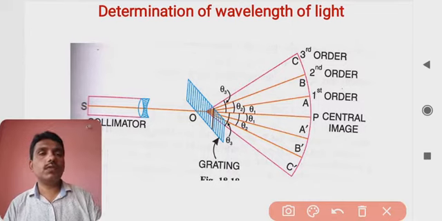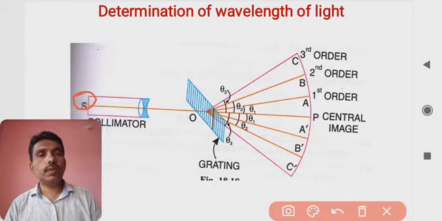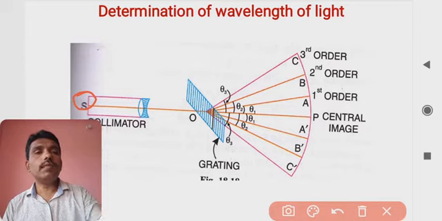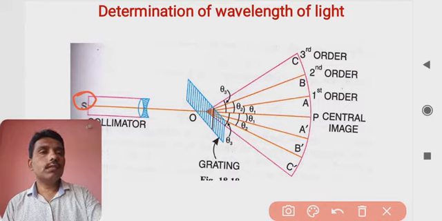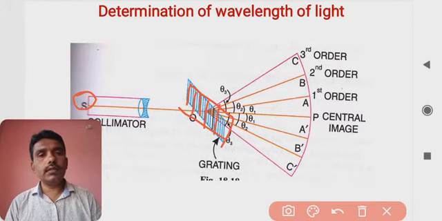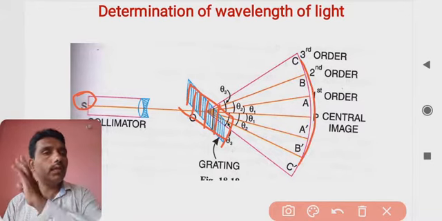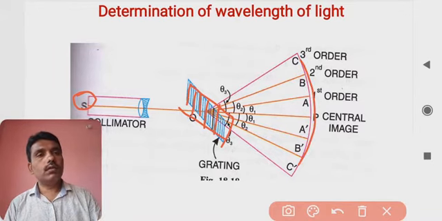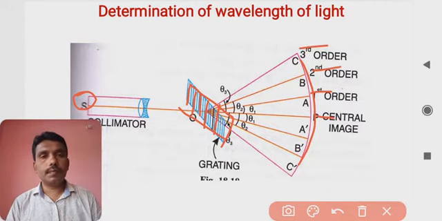If you look at the source, it can be any type, say a sodium light. The collimator basically contains a slit, through which this sharp light is incident on the plane diffraction grating. There are a number of lines, either 8,000 or 16,000 lines per inch. And the screen is nothing but your telescope, where you can see the central bright maxima as well as the first order, second order and third order maxima.